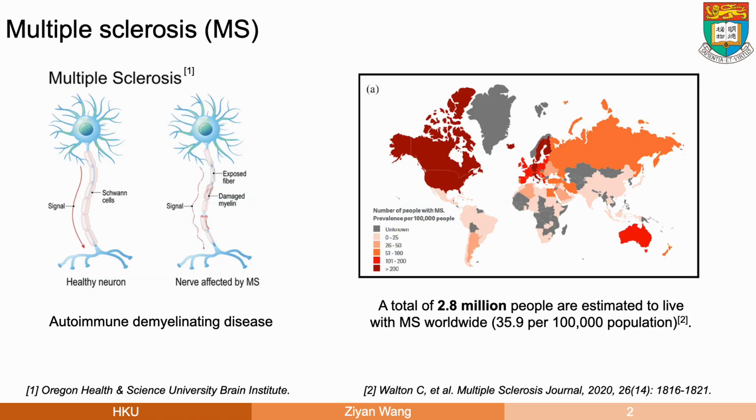Multiple sclerosis is an autoimmune demyelinating disease. The immune system attacks myelin, which helps the transmission of electrical signals in the brain. This disease will cause demyelination and neurodegeneration. These damages are irreversible. MS is also one of the main causes of non-traumatic disability among young adults.